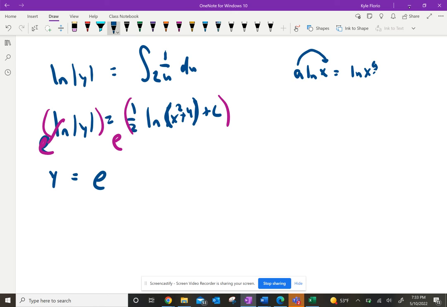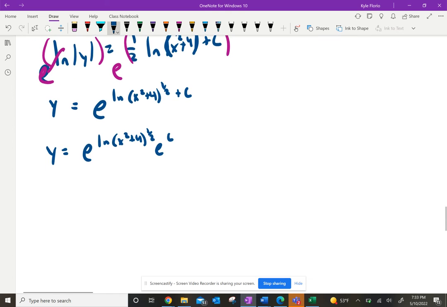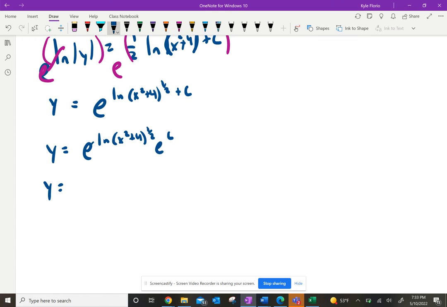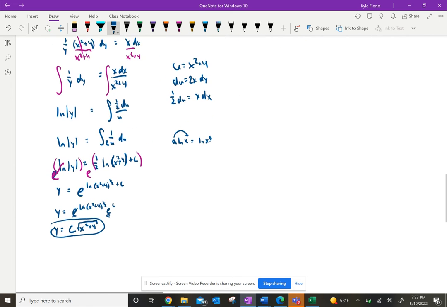So this can become e to the natural log of x squared plus 4 to the 1/2 plus some constant. And now we've got to do a couple things. This is y equals e to the natural log of x squared plus 4 to the 1/2 times e to the c. And e to the c is a constant. And those undo each other. So I'm going to have some constant times x squared plus 4 to the 1/2. And the 1/2 is the same thing as the square root of it. So this is the solution to that differential equation, which had a little bit more going on than the first two that we looked at.